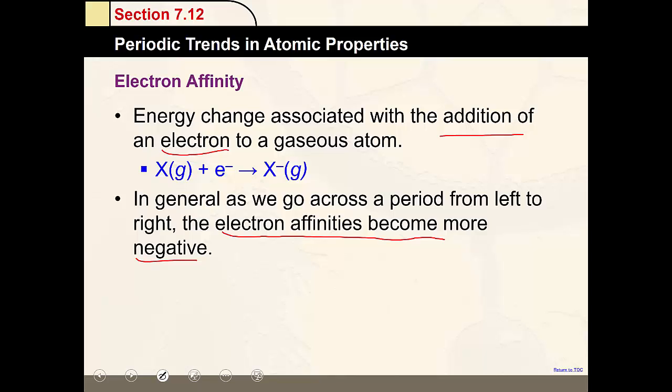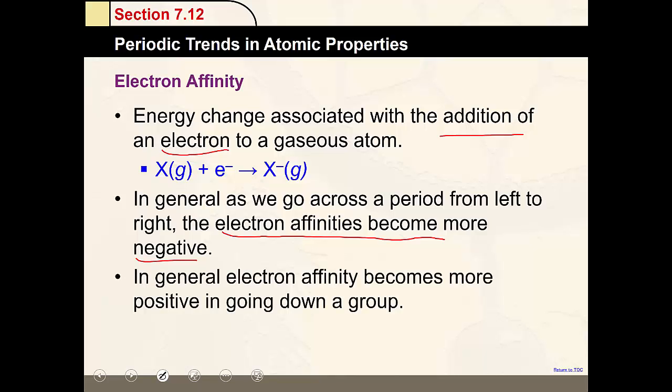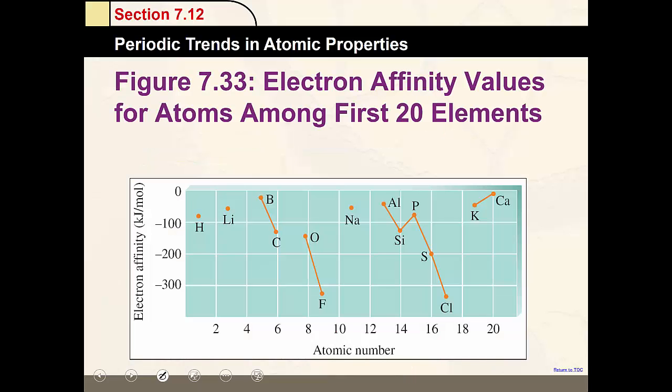It becomes harder and harder to add that electron. And then in general, it becomes more positive, or the magnitude of electron affinity decreases as you go down a group. Okay, so it's the same trend as ionization energy. So make sure you label that on your periodic table.